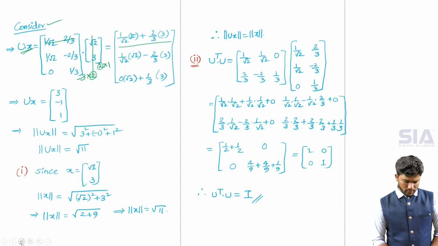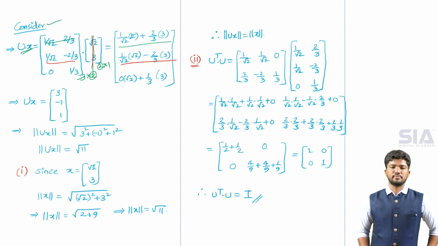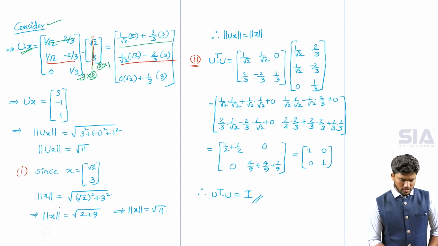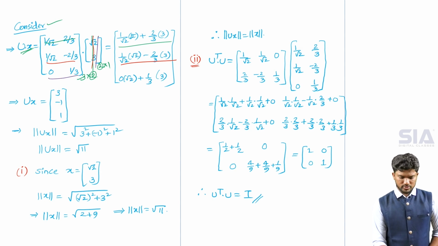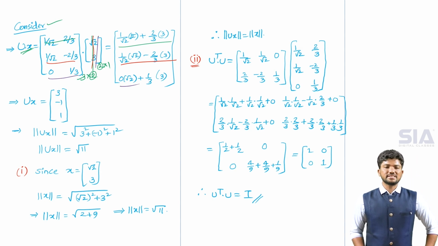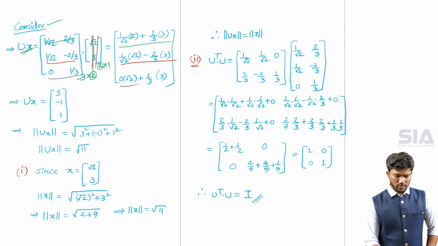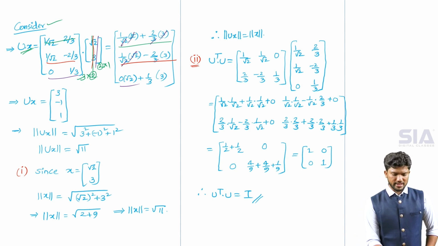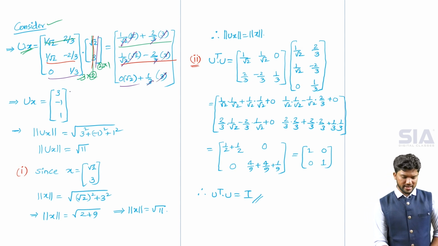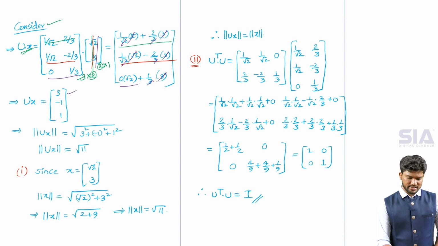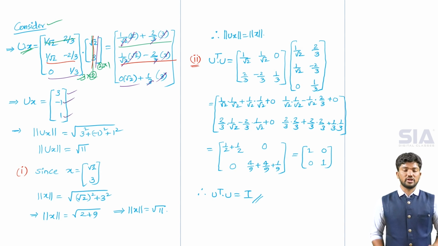Next, second row first column. Then you will get 1 by root 2 into root 2 minus 2 by 3 into 3. Next, third row first column: 0 into root 2 plus 1 by 3 into 3. So if you cancel root 2, cancel 3, 1 by root 2, cancel 3, then you will get 1 plus 2, that is 3. Next 1 minus 2, minus 1. 0 plus 1, 1. So therefore Ux is equal to 3, minus 1, 1.